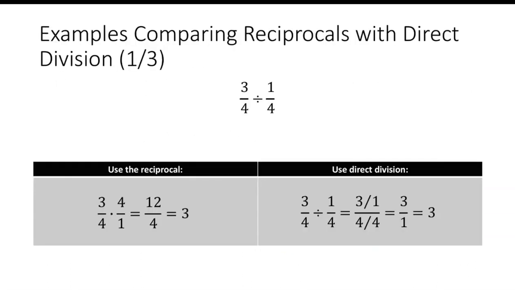So here are some examples. 3/4 divided by 1/4. Using reciprocals, I'd write it as 3/4 times 4/1. And then you can simplify or multiply across to get 12/4, which becomes 3. For direct division, I can just say 3/1. And my answer is 3.